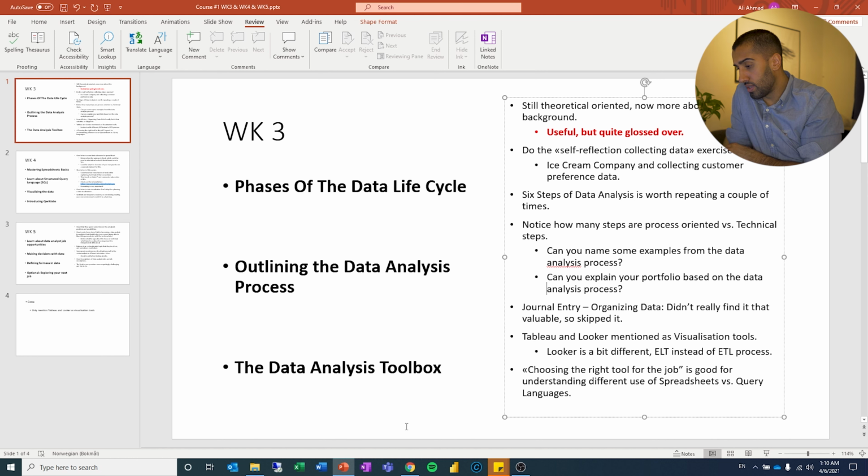Choosing the right tool for the job is good for understanding the different use of spreadsheets versus query languages, if you want to know more about that. Those are the things that I wrote down about week 3. Thought it was good. Still, very good introduction. I think the Foundations is doing what it's supposed to. It's giving you an introduction to the foundation information that you need to know.